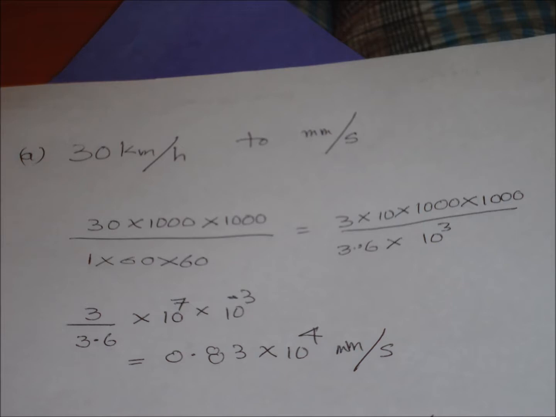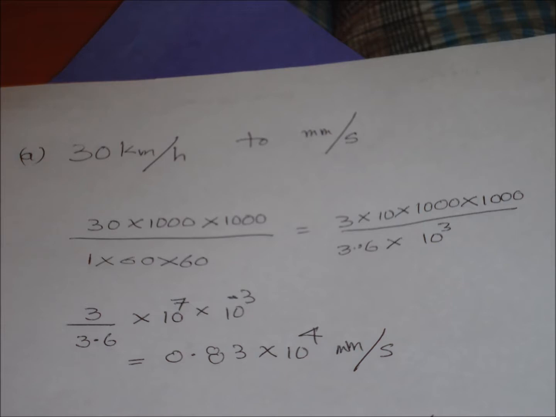When you do this, the 30, which is kilometers, is in the numerator, and hours is in the denominator. That's what you see by saying 30 kilometers per hour. Now the 30 in the numerator, you multiply by 1,000 to make it meters, and another 1,000 to make it millimeters. So 30 times 1,000 times 1,000. The denominator had 1 hour. The 1 hour means it's 1 hour times 60 to make it minutes, and another 60 to make it seconds.